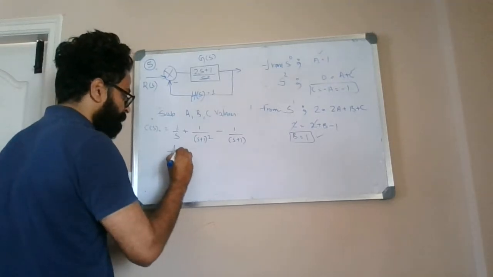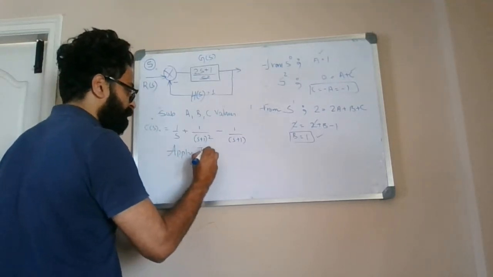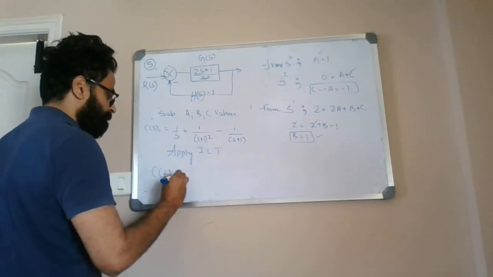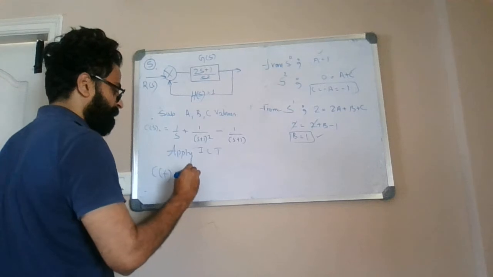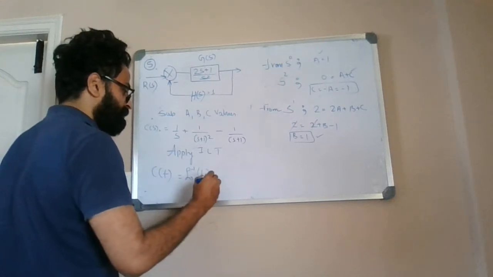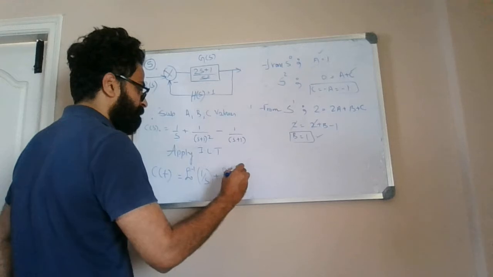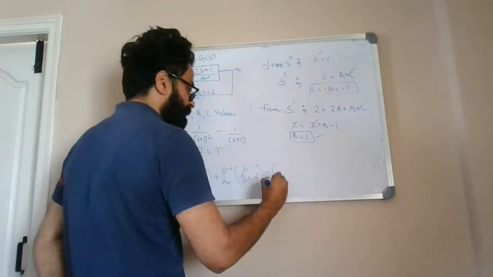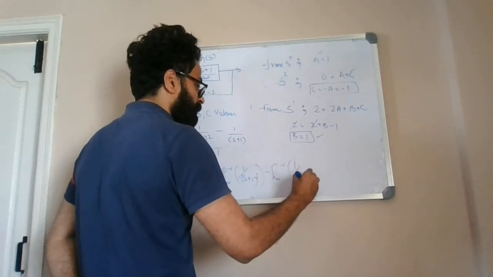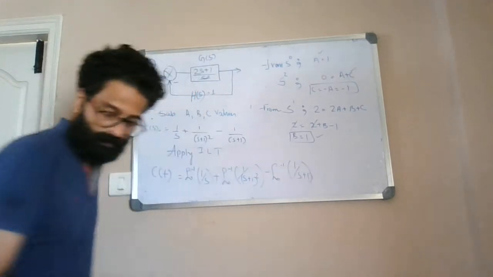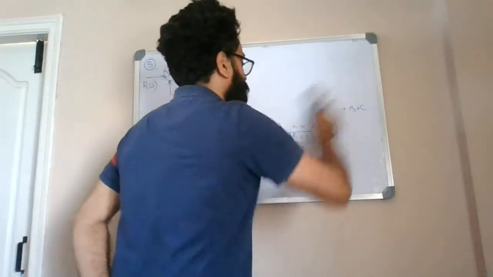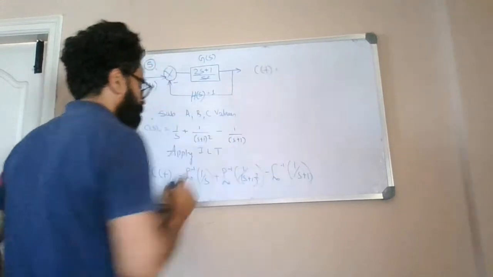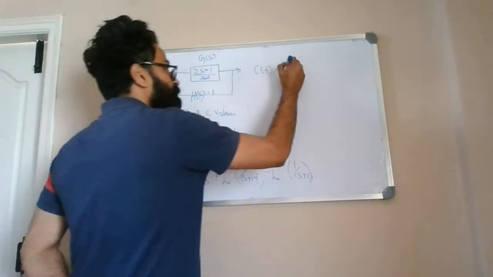So when you apply the inverse Laplace transform, you get c of t. So c of t is equal to the Laplace inverse of 1 by s, plus the Laplace inverse of 1 divided by (s plus 1) the whole square, minus the Laplace inverse of 1 divided by (s plus 1). When you apply the inverse Laplace transform, you would get c of t is equal to the inverse Laplace of 1 by s, which is 1.